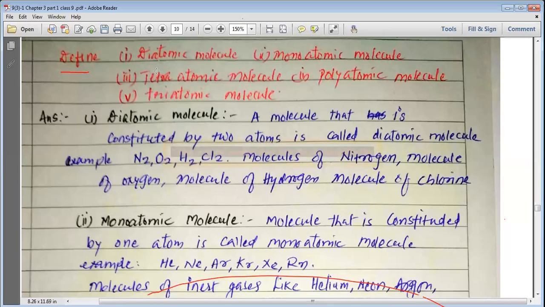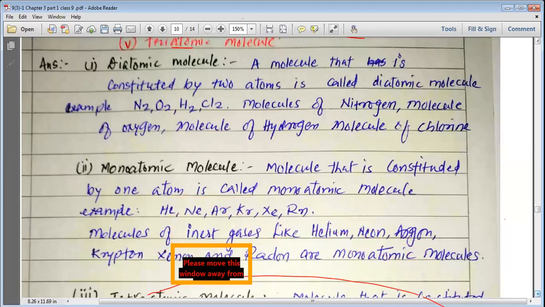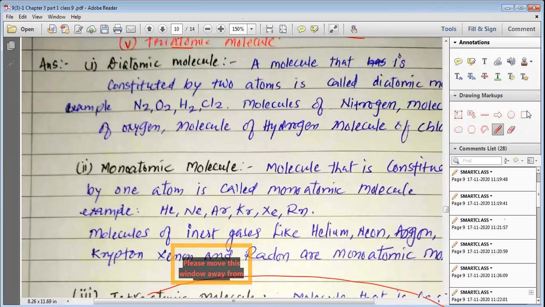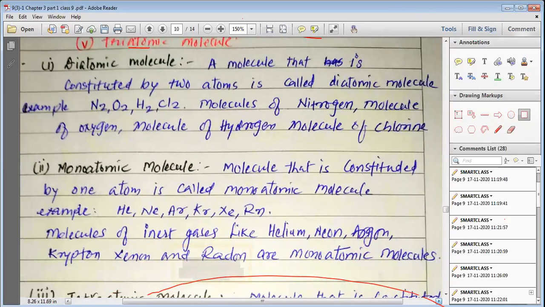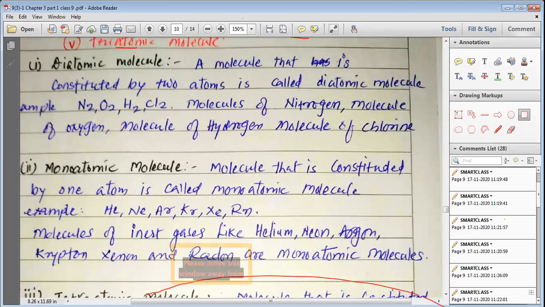Define. Now we need to define the various types of molecules. So we are going to define diatomic molecule, monoatomic molecule, tetraatomic molecule, and polyatomic molecule, and triatomic molecule. Let us first start with the diatomic molecule, my dear students. So now we are going to study about the diatomic molecule in detail. What is diatomic molecule? Can you read on your screen?